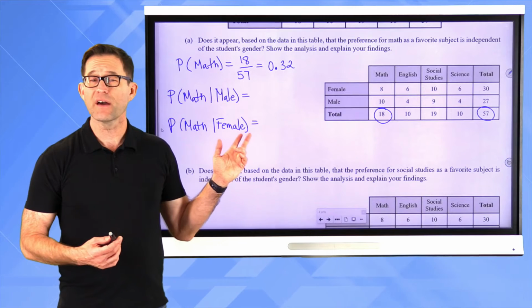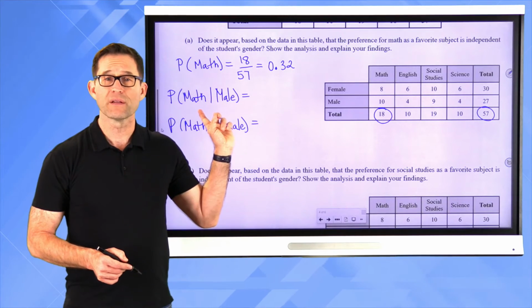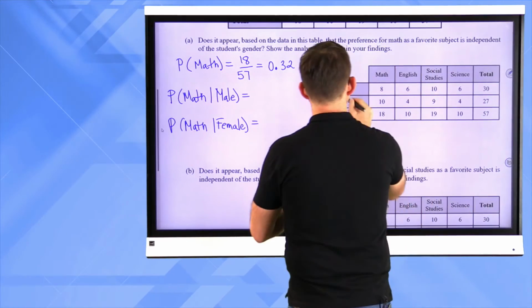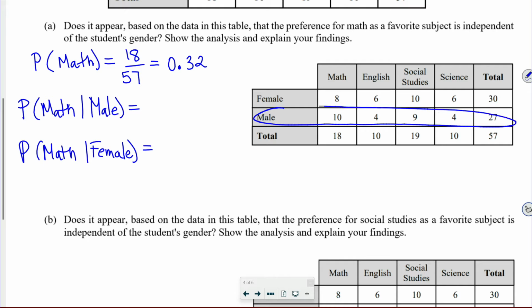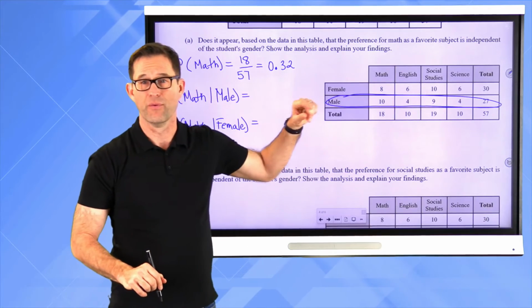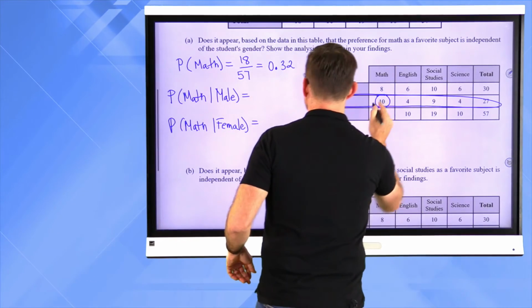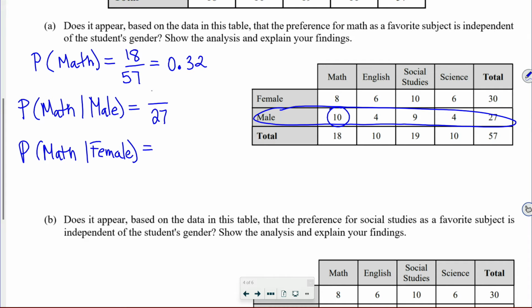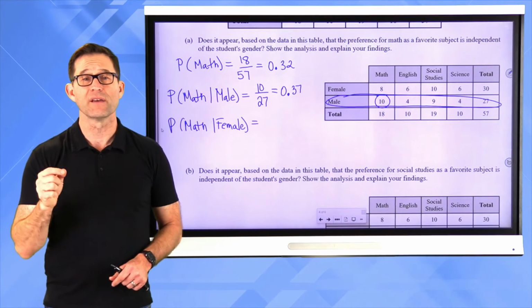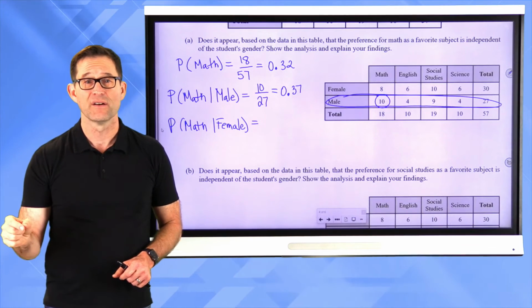Okay, now this is kind of cool because as soon as we're looking at the probability that a person likes math as their favorite subject given that they're male, right, conditional probability, all I'm doing is saying in this situation I'm only going to look at this row of the table. Now there are 27 total, and of those 27, 10 of them like math as their favorite. So in this situation that's going to be 10 out of 27, which is about 0.37.